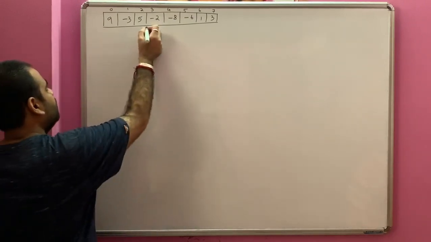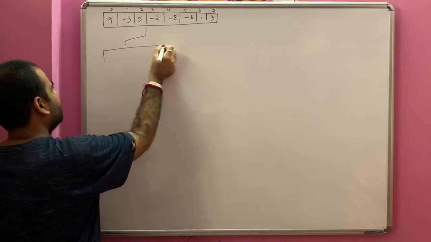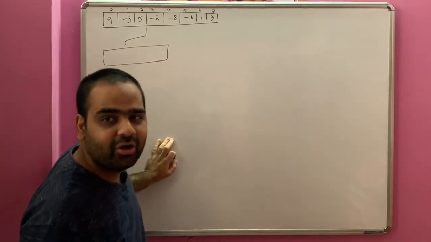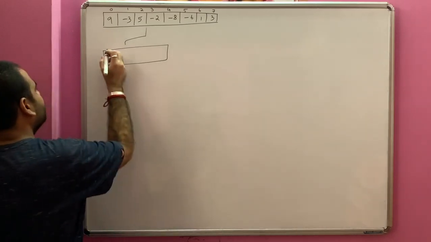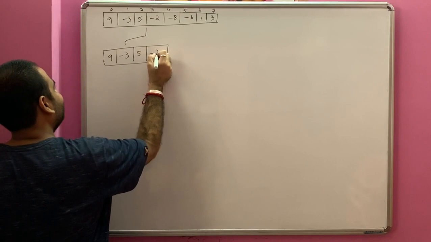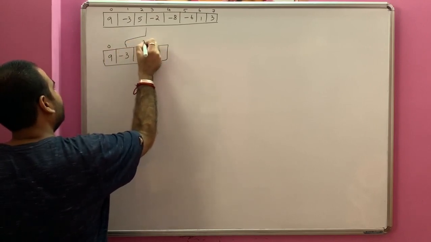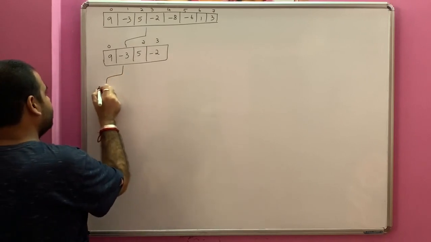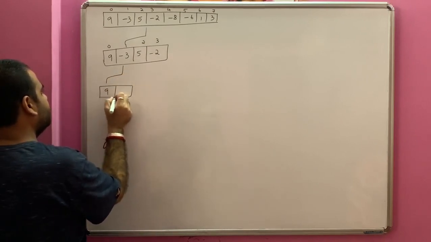Now what is merge sort? Divide into two equal parts. Again I am saying, why not quick sort, sir? Because quick sort is unstable. Okay, and now this is 9, -3, 5, -2, 0, 1, 2, 3. That is 8 elements. Divide it again into two parts. This is 9, -3 on the left side.